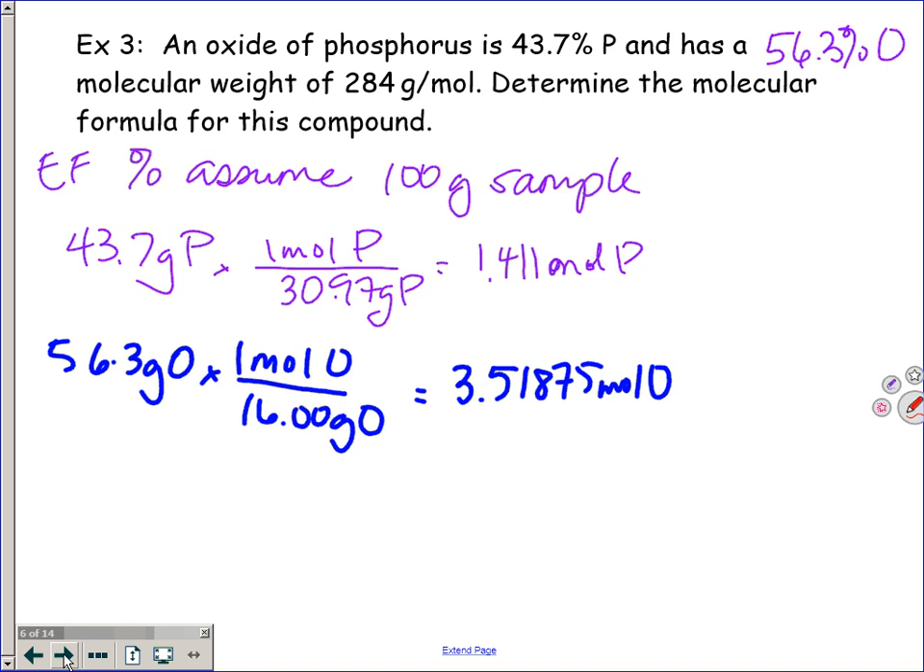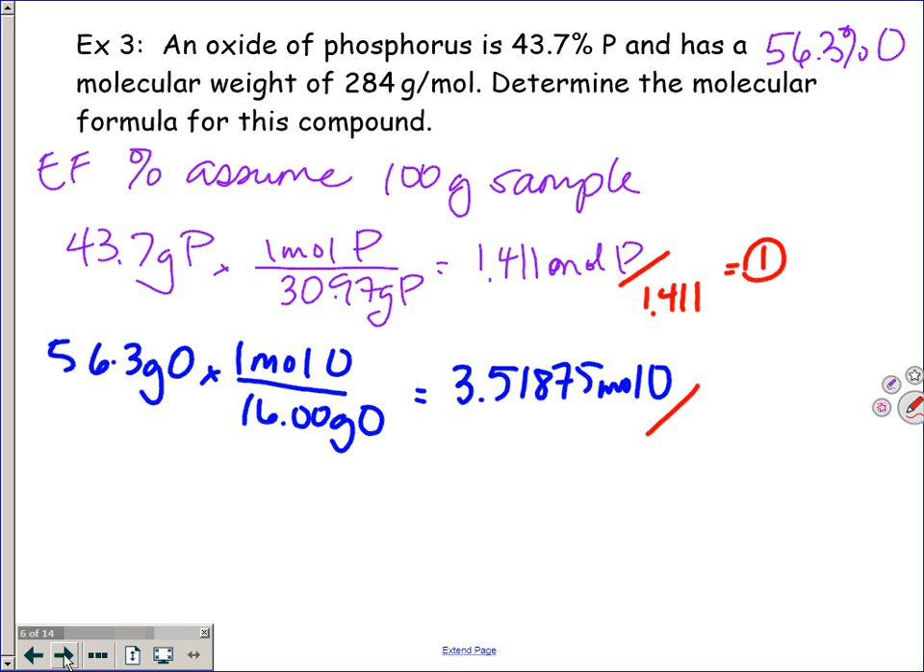Give me a thumbs up. You made it moles. Right, check your answers of moles up here. And we can see there's a relationship here. We can't really do that in our head very well. So what do we need to do? Divide by what? The phosphorus. So we're going to divide both of these by 1.411. Well, that's 1. That's easy peasy.